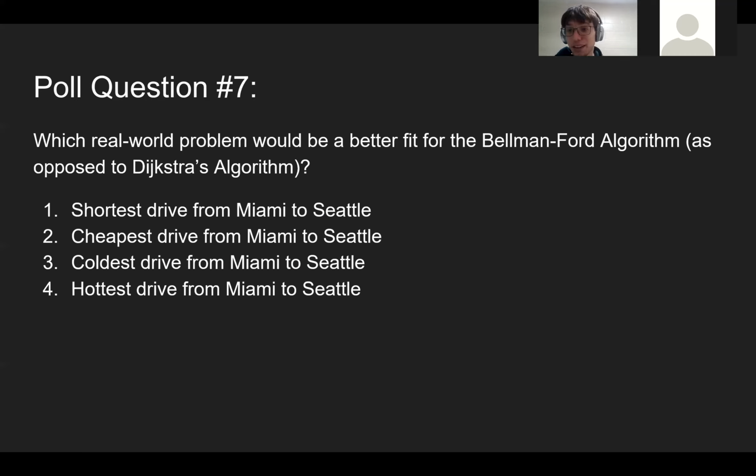Three. Yeah, because then you would have negative weights. Exactly. Perfect.